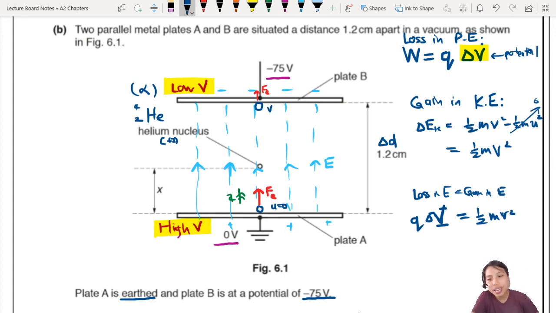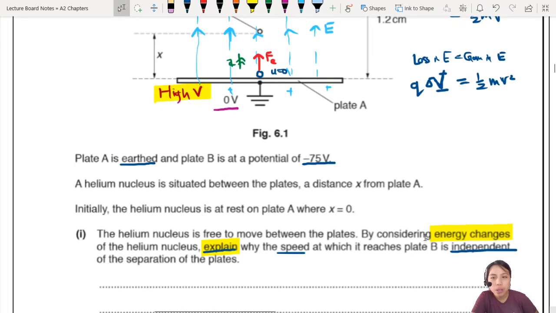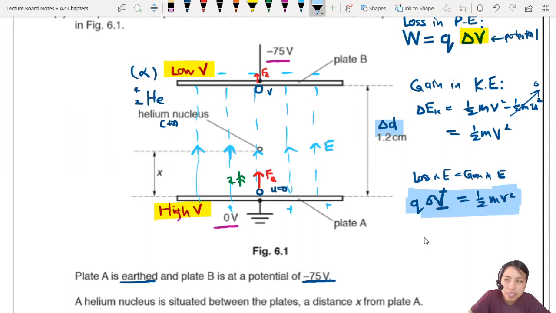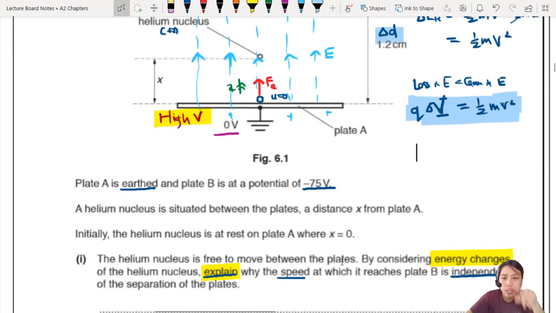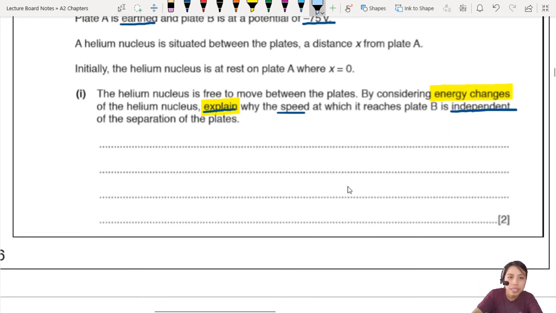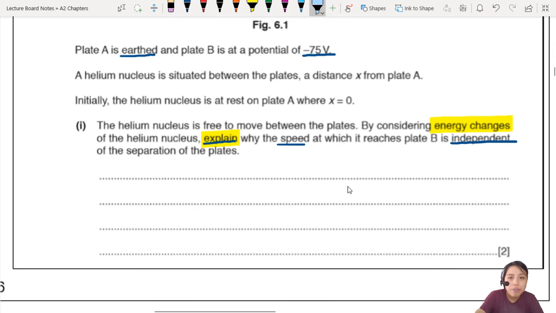So this equation is what's going to help us in the explanation. Why does the speed not depend on separation distance? Look carefully: is there a delta d anywhere in this equation? No. So you don't care how far apart the plates are. The speed depends on the potential difference between the plates, and the charge and the mass. I don't care what d is. So that's what you can explain in your sentence down here. Let's start by rewriting the equation: QV equals half m v squared.